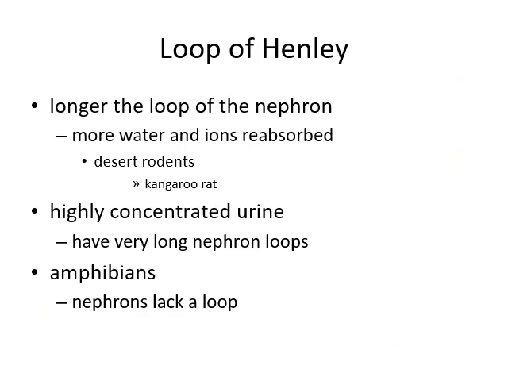Then the loop of Henle: the longer the loop of the nephron, the more water and ions are reabsorbed. Just like the kangaroo rat. The kangaroo rat is a desert animal, so it has to conserve water, so its loop of the nephron is very long. Highly concentrated urine will be produced as more and more water is reabsorbed. Amphibians have no loop in the nephron because they don't have to conserve water.